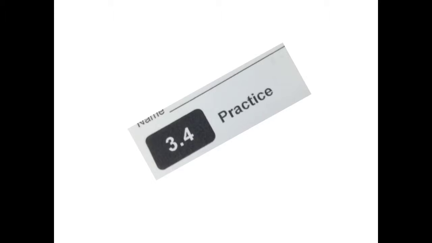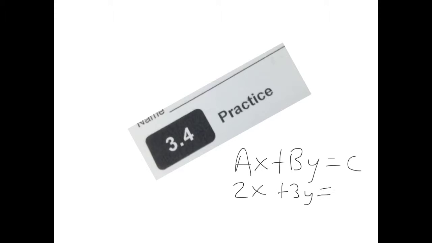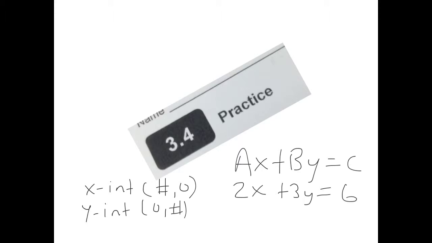We learned that standard form is ax plus by equals c, where a, b, and c are just numbers, so it might look something like 2x plus 3y equals 6. And we use this to help us find the x-intercept, which is always a number and then 0, and the y-intercept, which is always 0 and then a number. Alright, let's hop straight into it.